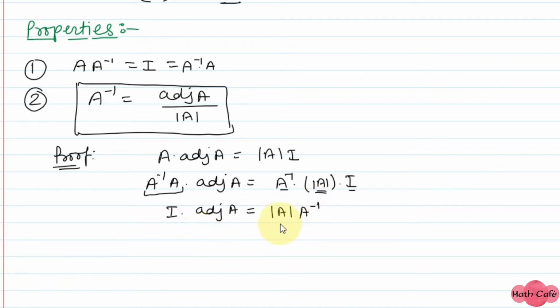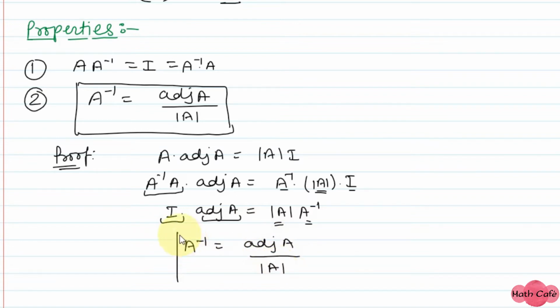Alright, so here this is scalar quantity, so finally I can write A inverse as adjoint of A divided by determinant of A. If adjoint of A is multiplied by identity matrix, then again I will get adjoint of A.